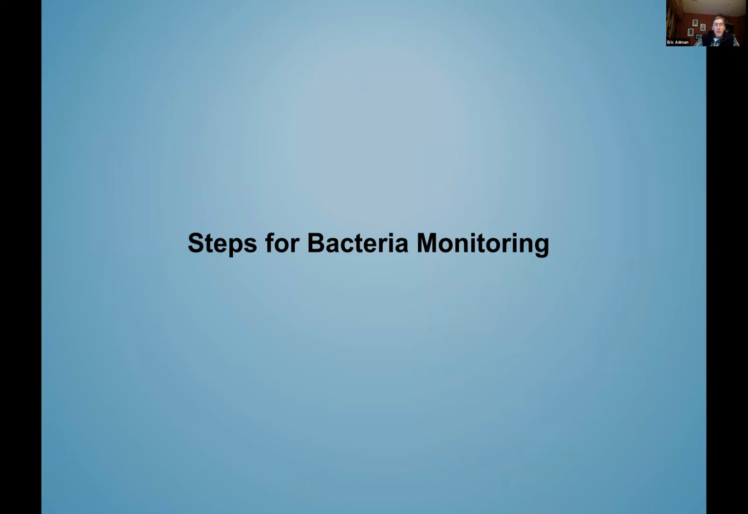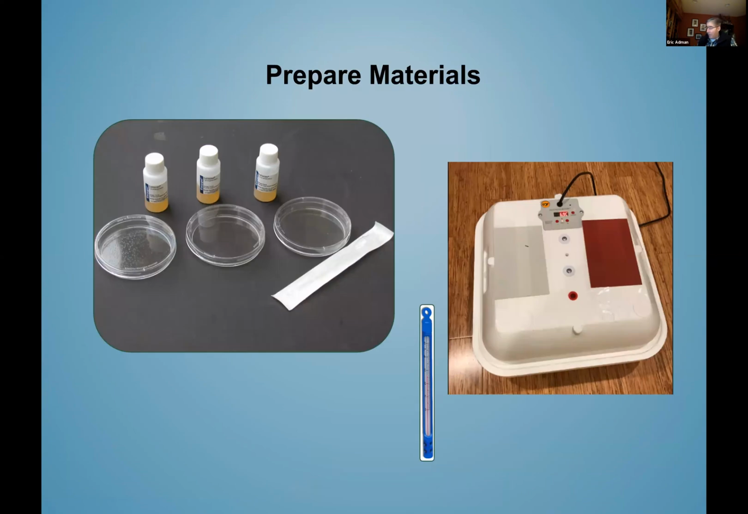Okay, let's talk about the actual steps of bacteria monitoring. The first thing is to get your materials together. These are the different materials that we're going to use for the monitoring that we do. I mentioned these things called Petri dishes, which are little plastic round dishes that have a coating so that the sample that we pour in will gel up.